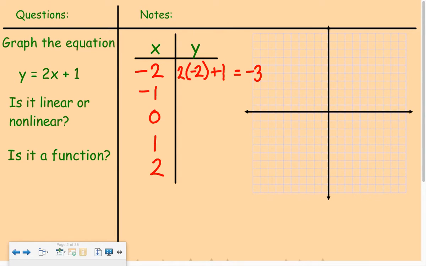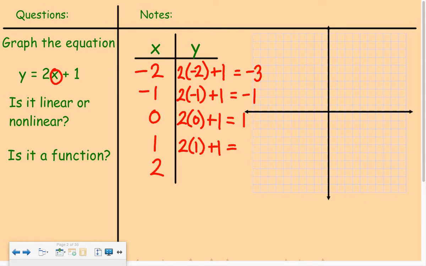All right, now if I plug -1 into my equation, keep in mind when I say plug it into my equation, I'm just plugging in for x. These are my x values, so I'm plugging it into x in my equation. So 2 times -1 plus 1. Well, 2 times -1 is -2. -2 plus 1 is -1. 0, 2 times 0 plus 1. Well, 2 times 0 is 0. 0 plus 1 is 1. 2 times 1 plus 1 would be 3. And 2 times 2 plus 1 would be 5.